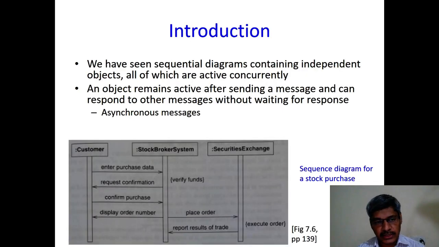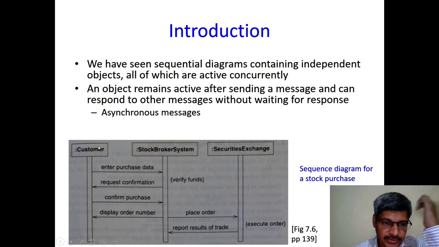So in the last video we have seen sequence diagrams, but those sequence diagrams contained independent objects, all of which are active concurrently. So, for example, the sequence diagram for stock purchase had a customer object, a stock broker object, and a securities exchange. The customer object is entering the purchase data, so the funds are verified at the stock broker system, and basically it asks for a request for confirmation.